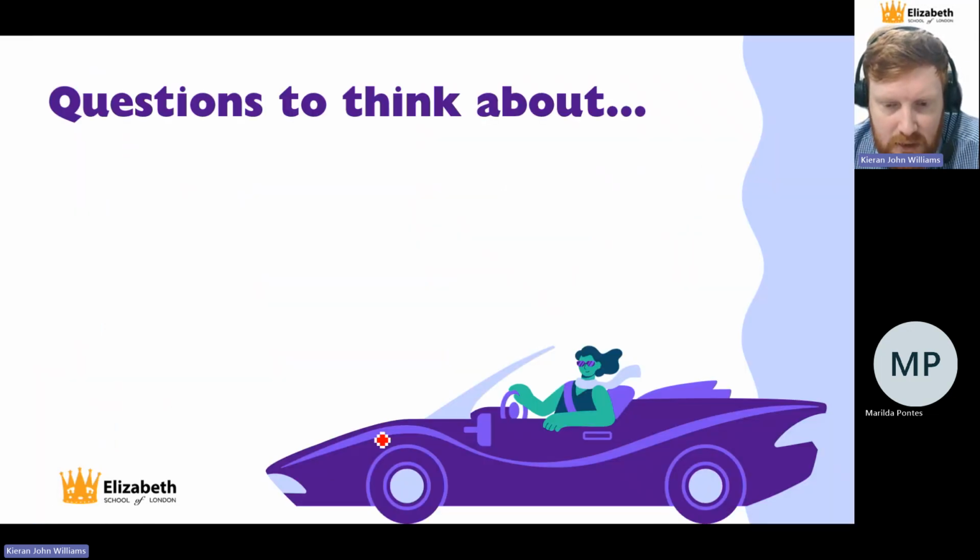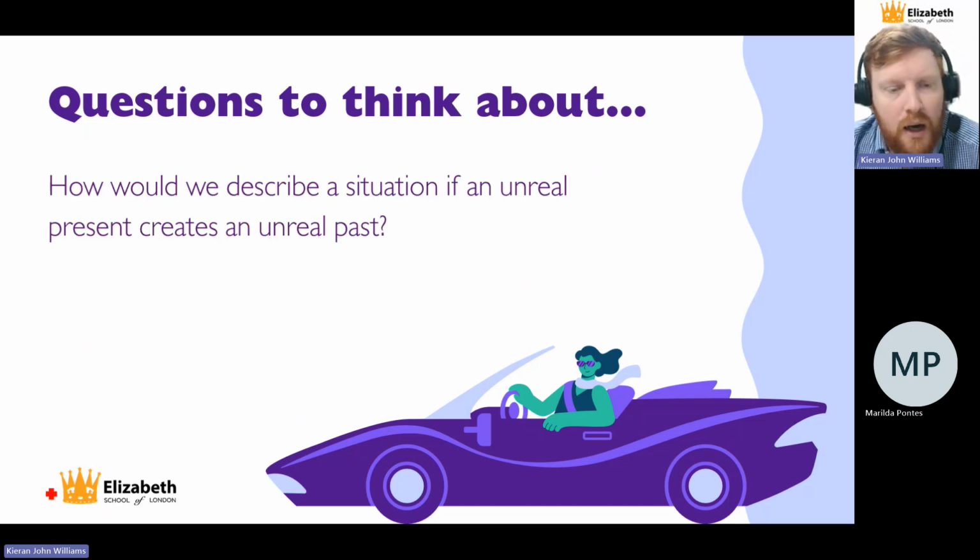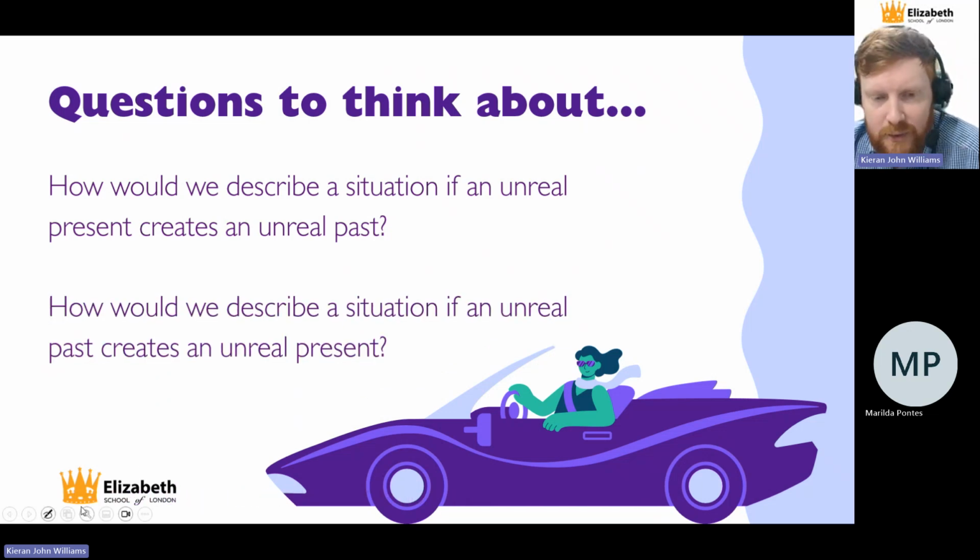And this leads us on to what we look at in today's lesson, because there is something that we need to think about. How could we describe something if you have an unreal present, which then creates in the past something unreal as well? And the opposite way round. How can we describe a situation if there is an unreal past and this creates an unreal present?